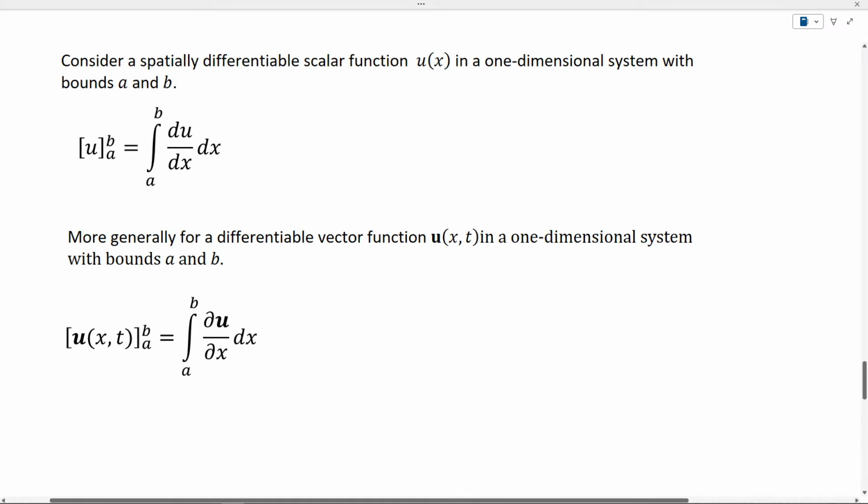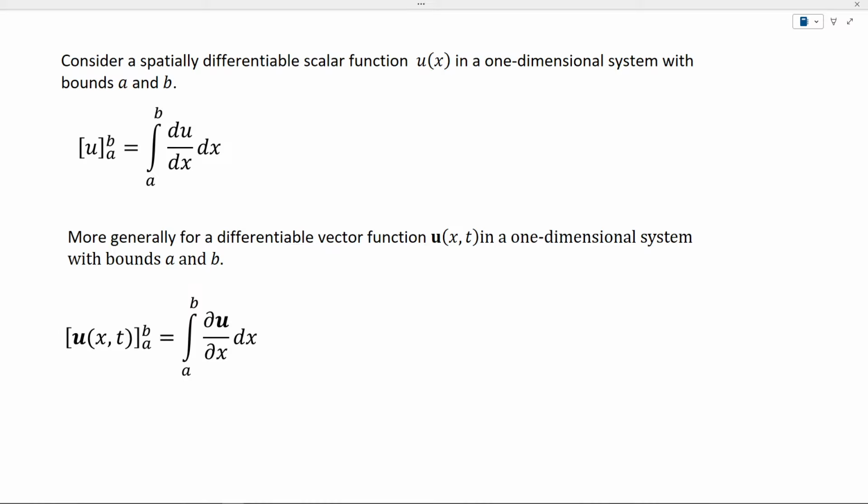This is just what we did before. You consider a spatially differentiable scalar function on a one-dimensional system with bounds A and B. Let me recap: I have a function u here, and this is the derivative of my function. If I integrate the derivative of my function, I'll get my function back. That is my dependent variable, and that's my independent variable x.